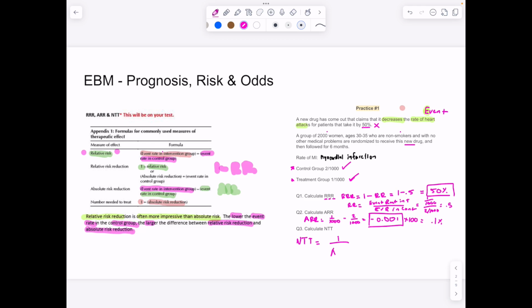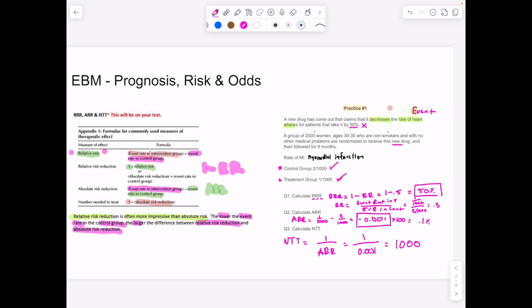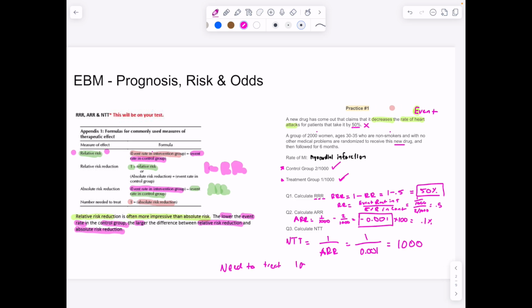Okay, calculate the number needed to treat. So that's equal to 1 divided by the absolute risk reduction. So we do 1 divided by 0.001, and that is equal to 1,000. So you need to treat 1,000 patients to prevent 1 myocardial infarction, 1 heart attack.